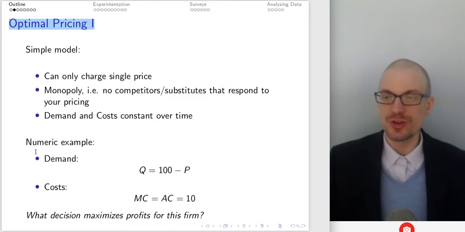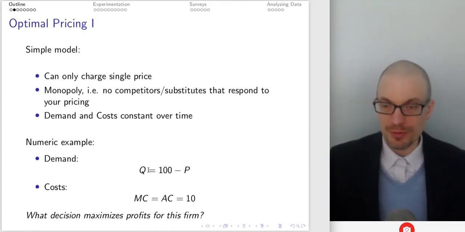So I'll do this with a numeric example. Suppose we have the following demand curve: Q is equal to 100 minus P. The way that economists would typically draw this is actually solved for P. We'd graph the inverse demand with price on the vertical as the dependent variable, quantity on the horizontal as the independent variable. Nevertheless, it's the same relationship, of course, right?